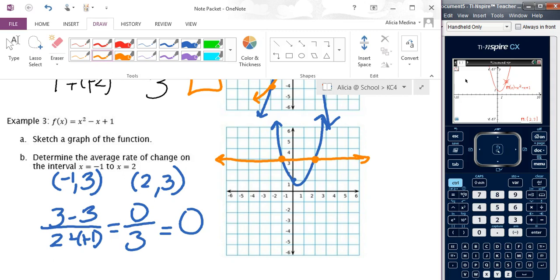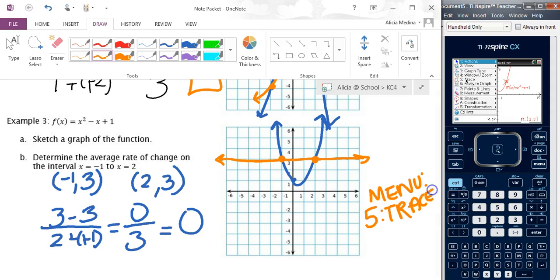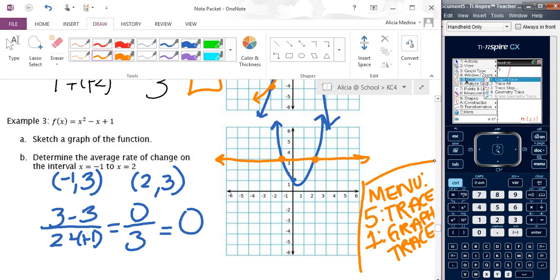So that's just no context, just being able to discuss average rate of change between these points. Don't forget to sketch those lines. And always remember the steps: menu, then we go down to number 5, where it says trace. Then we select number 1, which says graph trace. Then just type in whatever value for x. As a reminder of how to get those steps, they are right there.